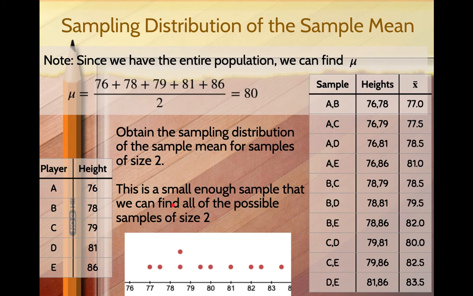I did this with a dot plot so I can visualize it a little bit easier: how spread out are the different samples we can get. These aren't the actual heights of the players. These are all of the possible results I could get by sampling at random 2 members of the team and finding the average height. That's what I mean by the sampling distribution of the sample mean.